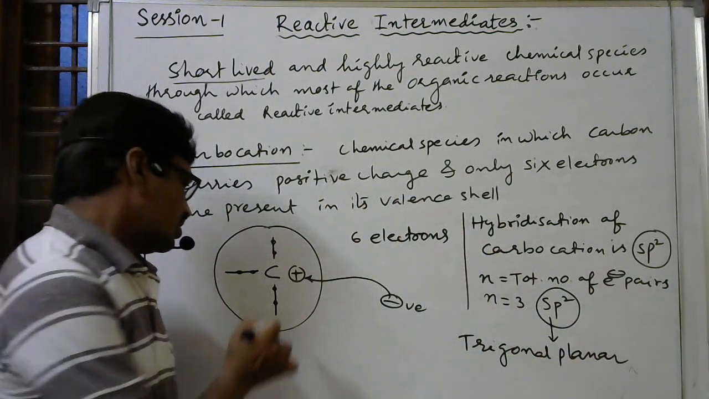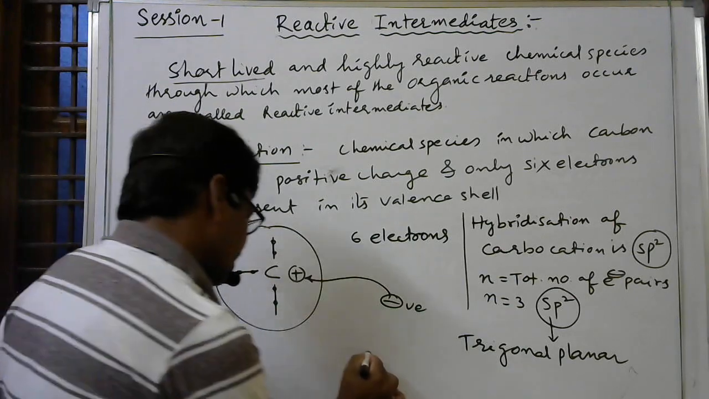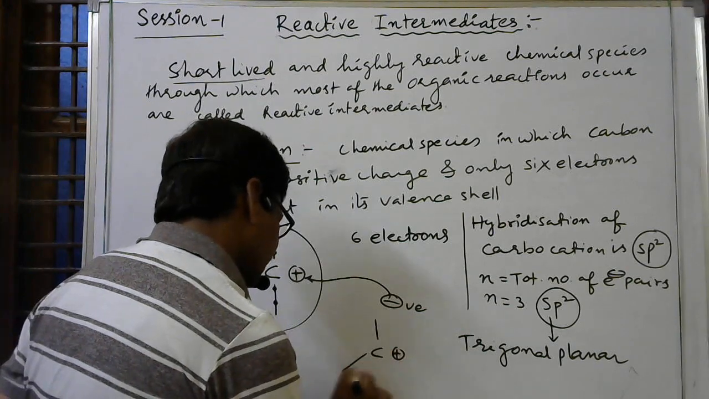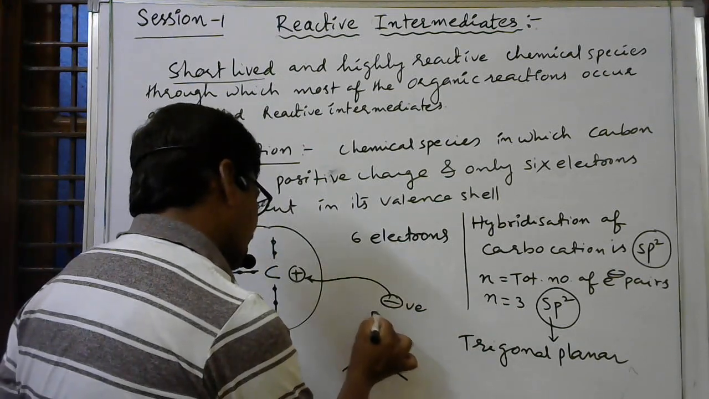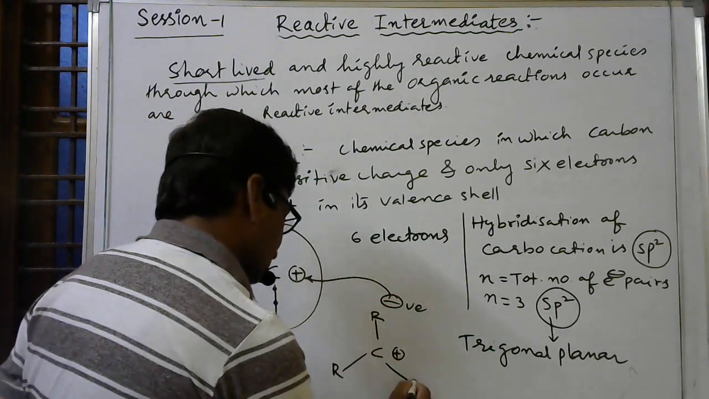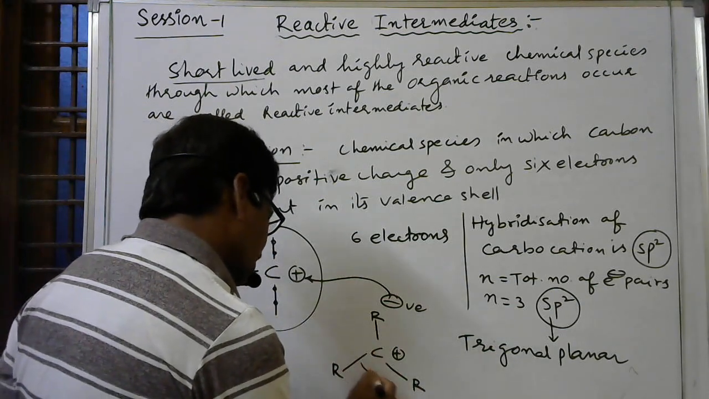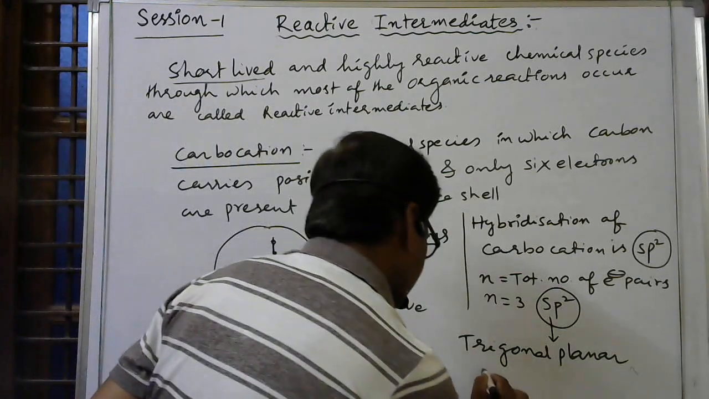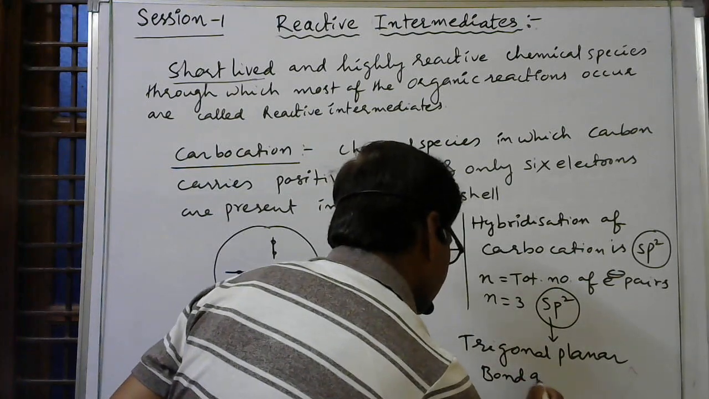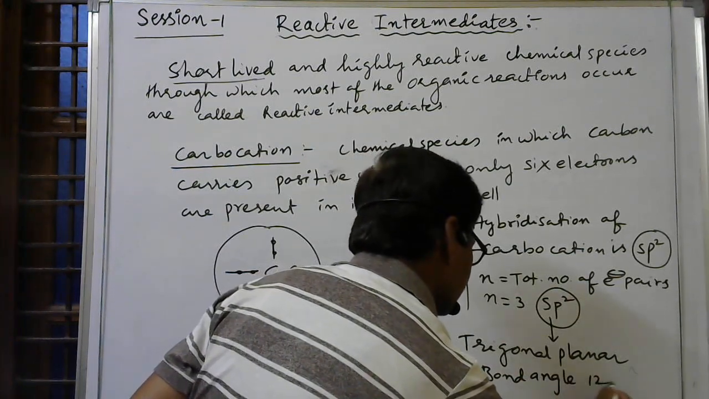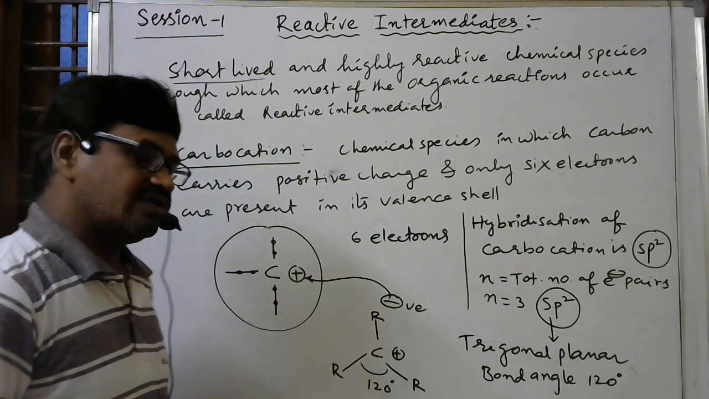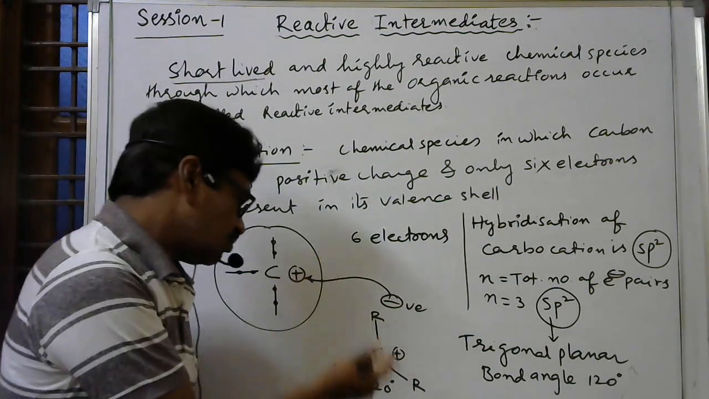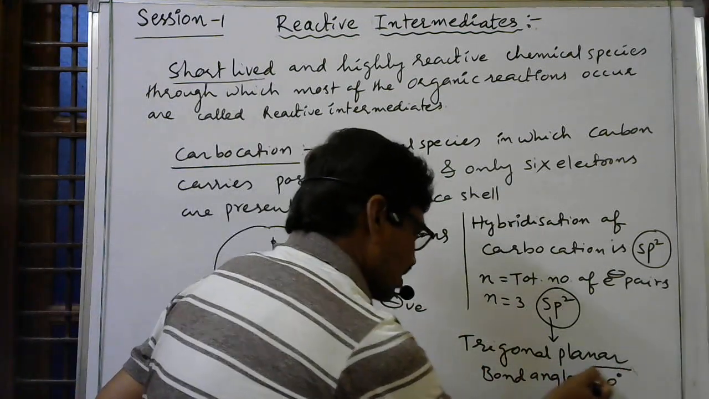Trigonal planar means the positively charged carbon lies here, with 3 bonds present in this way: one group R here, one more group R here, and one more group R here. The bond angle between these should be 120 degrees. And one vacant orbital is also present, above and below the plane, since it is a planar structure.